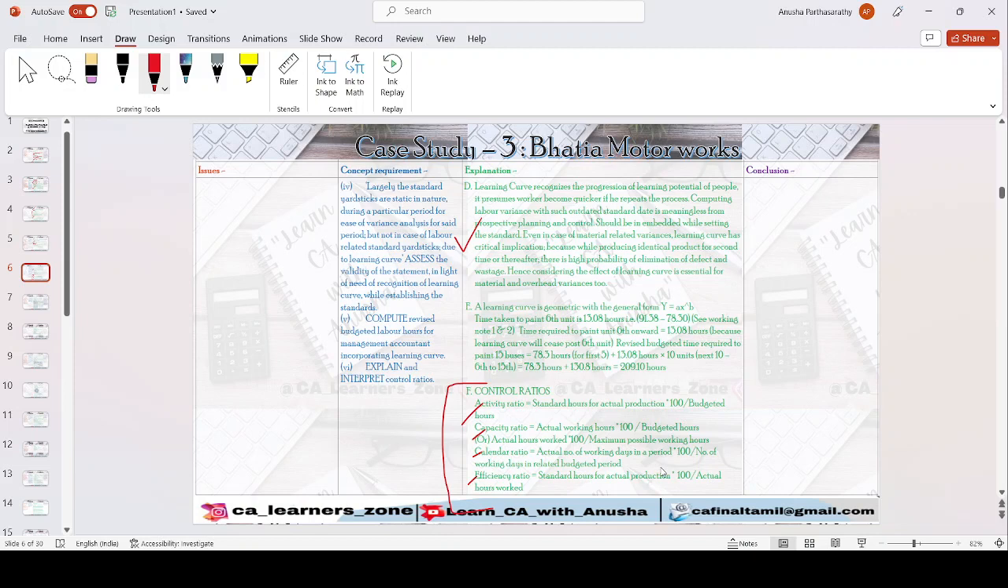Activity ratio is equal to standard hours for actual production divided by budgeted hours into 100. Capacity ratio: actual working hours divided by budgeted hours into 100. Calendar ratio: actual number of days worked divided by number of budgeted days into 100. Efficiency ratio, to achieve my target: standard hours for actual production divided by actual hours worked into 100.